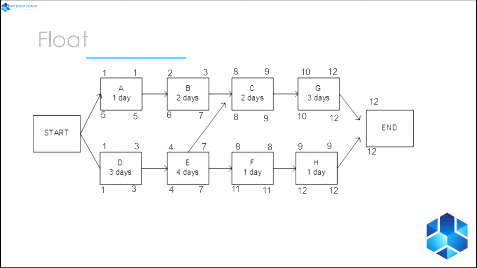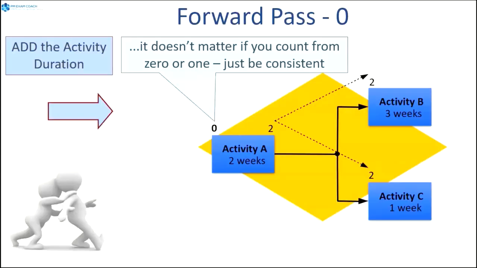Now the float for this one, you'll see activity A has 4 days of float, activity B has 4, activity F has 3, and activity H has 3 as well, because those are all non-critical path activities. Again, our critical path goes like this. How about we take a look at the day 0 side of things? We'll do a forward pass on a day 0 diagram.